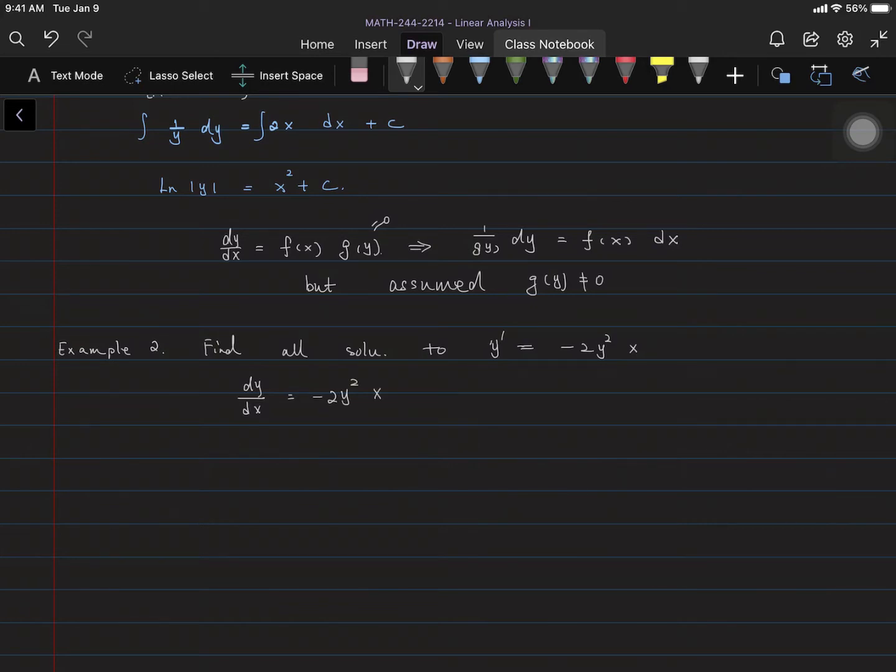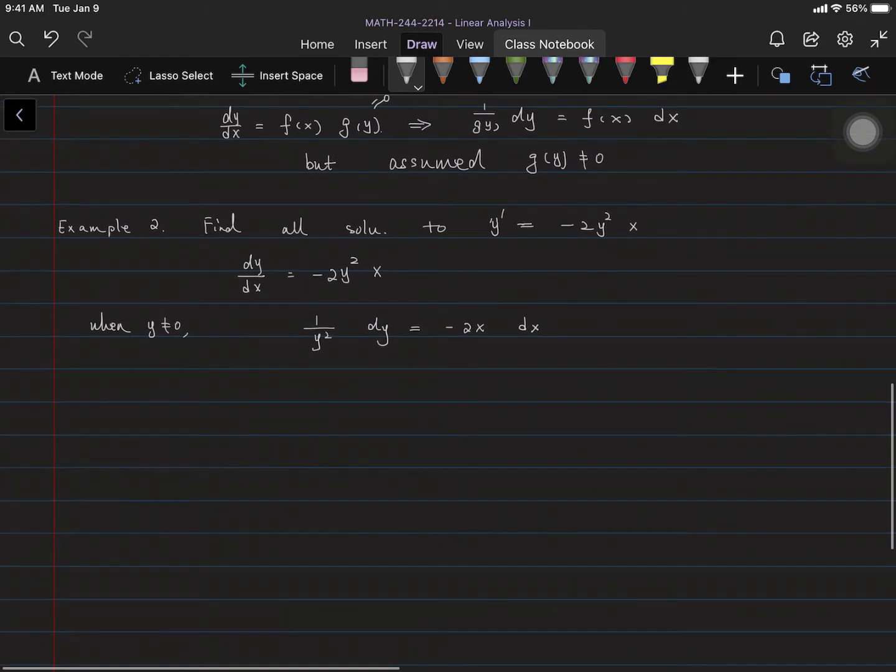Let's see. So we say when y is not 0, we can divide by y squared. Okay, so it's going to be 1 over y squared dy, and the right side, when we divide by y squared, is left with negative 2x, and multiply by dx. First step, separate x and y. That's why it's called a separable differential equation, because it can be separated. Now, let's integrate both sides.